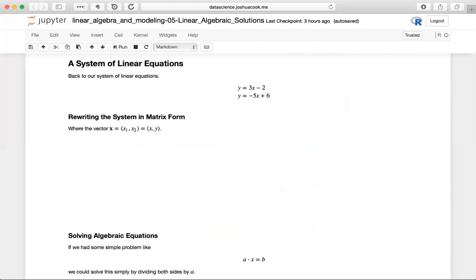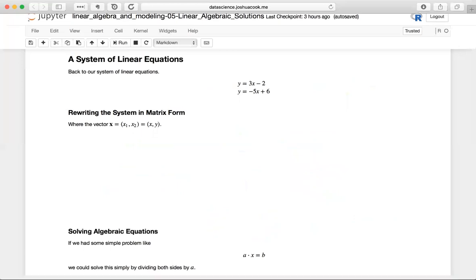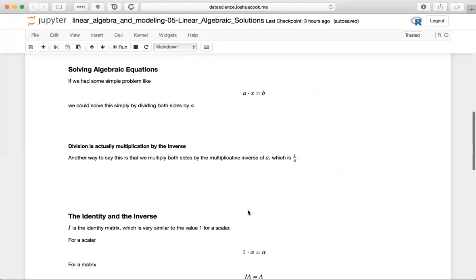And this is what we're going to do with it. Let's scroll up here. So if we had some simple problem, like back to scalar arithmetic, say ax equals b, you can solve that pretty simply by dividing both sides by a. And then you know that a divided by a is 1, so those cancel out, and you get x equals b over a. And that's how we solve this.